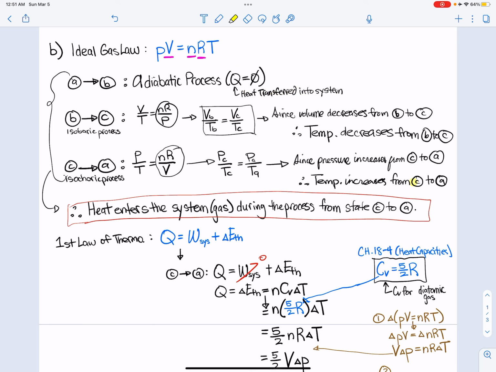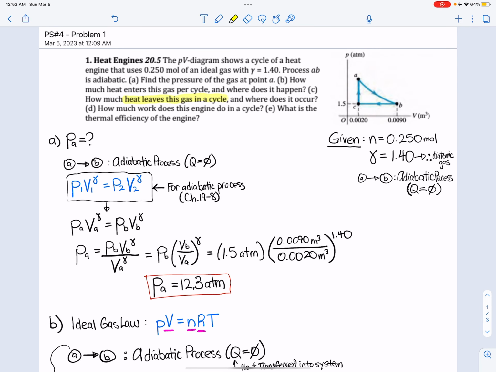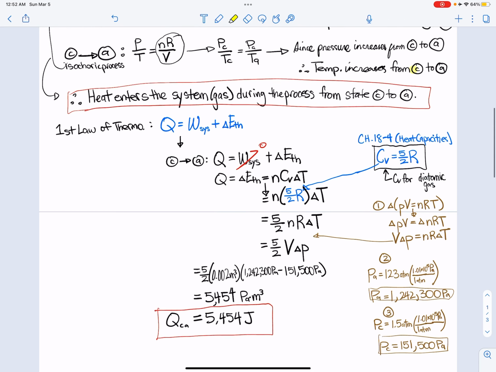I know that from state C to state A, temperature increased, so heat entered the system. I'm not going to worry about that because I just want to know where heat left the system. Oh, look, from state B to state C, temperature decreased. So I can say that in this process from state B to state C, heat left the gas or the system, right? And that's what I want to know. How much heat leaves the gas and where does it occur?